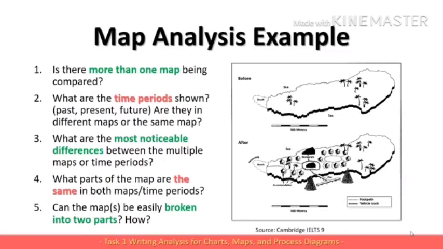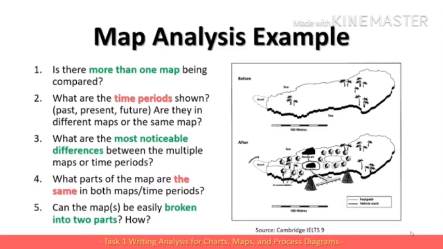Number 1, is there more than one map being compared? Well, yes, there are 2 maps. We can see the before and after here on the right side. Next, number 2, what are the time periods shown? Well, we have before and we have after, but we don't know, is this the past, the present, or the future? And then, are they in different maps or the same map? Well, here they're on different maps.